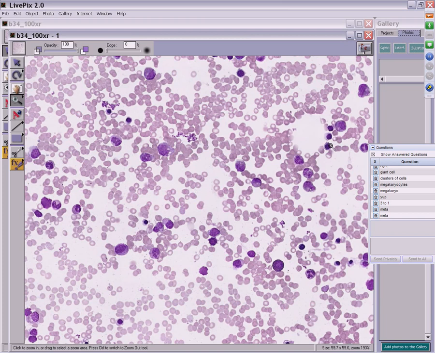So what I want you to do is just look at this picture again. There's a nucleated red. You notice how the nuclei of the red cells are smaller and denser.